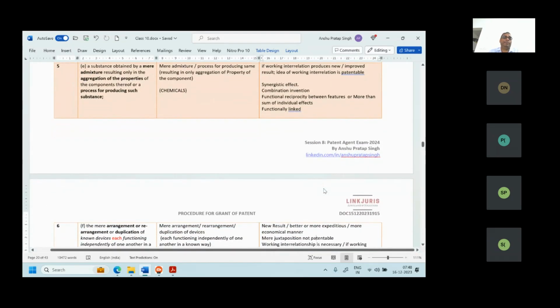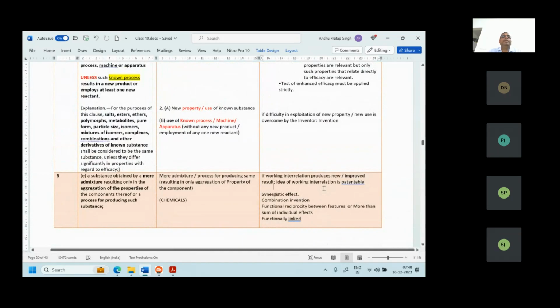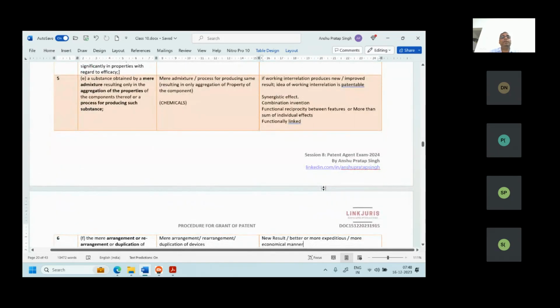3E and 3F are the same in their understanding, but 3E relates to chemicals, while 3F relates to the same type of concept in devices. So when I'm talking about mere admixture, it reads like this: a substance obtained by mere admixture resulting only in the aggregation of the properties of the components thereof, or a process for producing such substances, is not going to be patented.